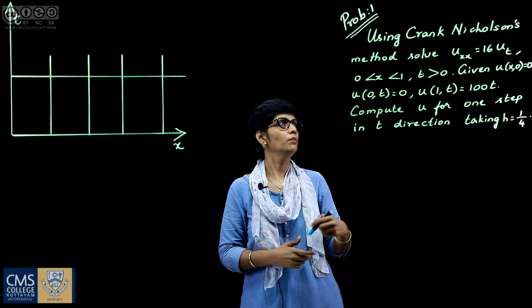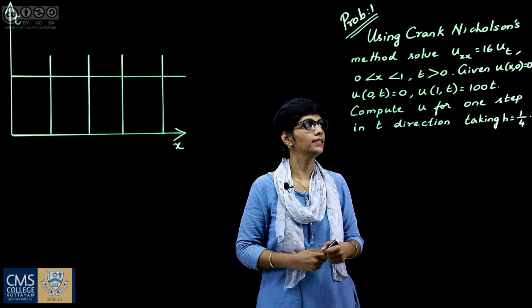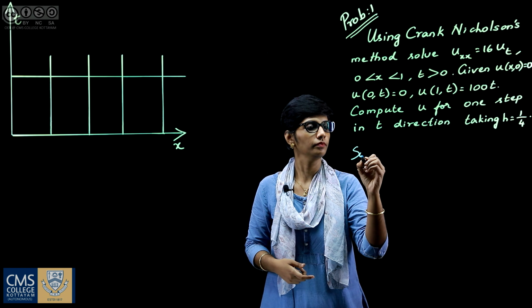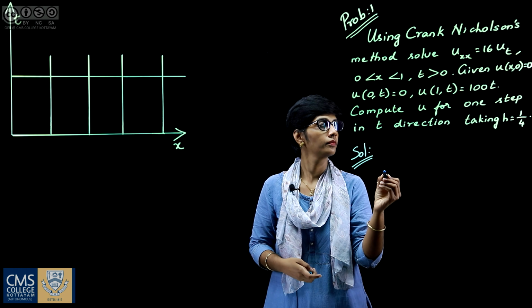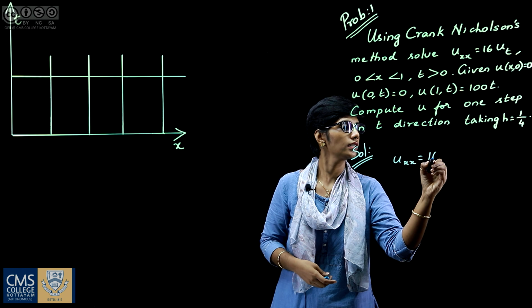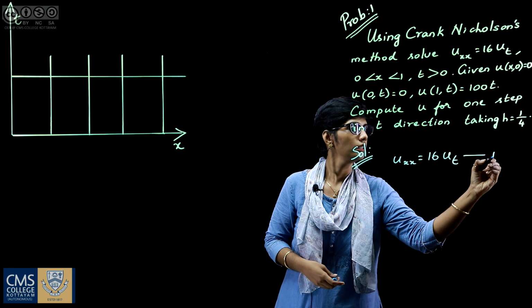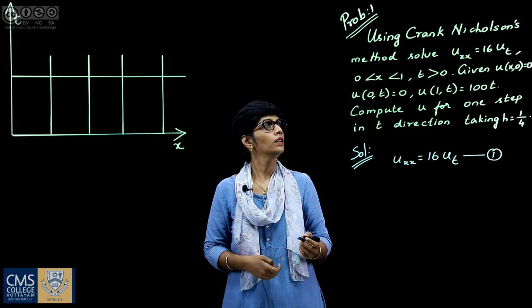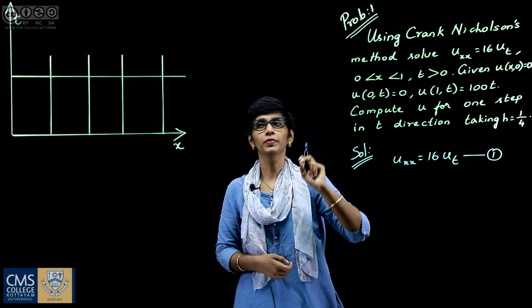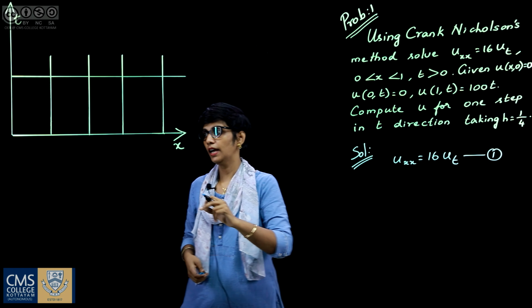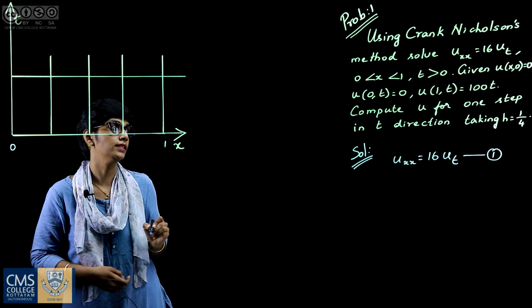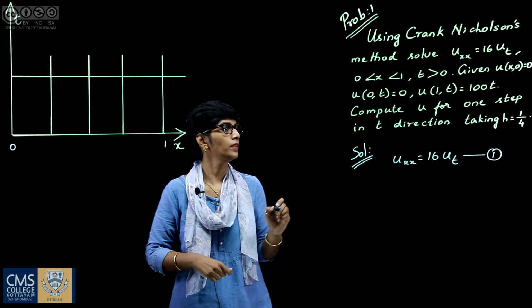The problem given is u_x = 16 u_t. So the given equation is u_x = 16 u_t. Let this be equation 1. The range of x is from 0 to 1.